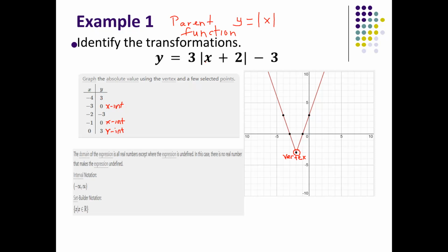We place -4 in for x. Add that to the 2. That gives us -2. And the absolute value of -2 is +2. 2 times 3 gives us 6. And then we subtract that 6 from the 3, which gives us +3. So another point on this graph is -4, 3, which is right here.